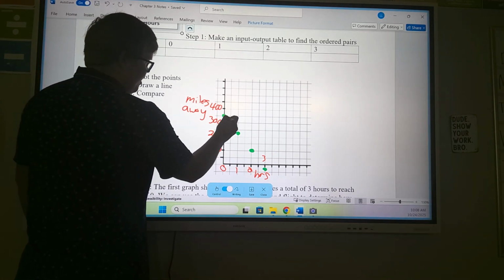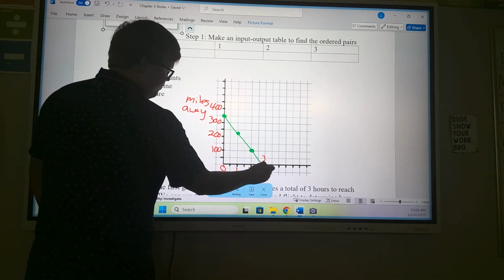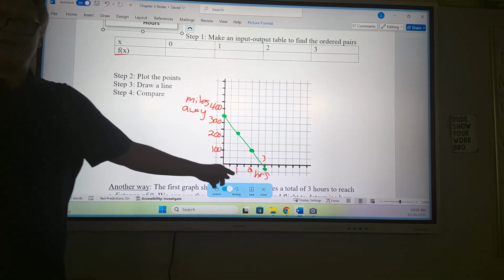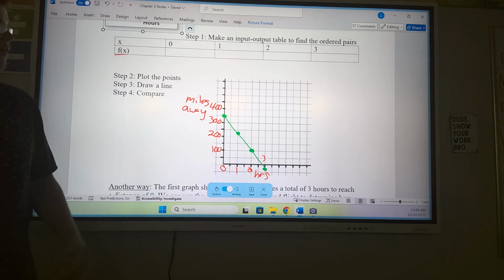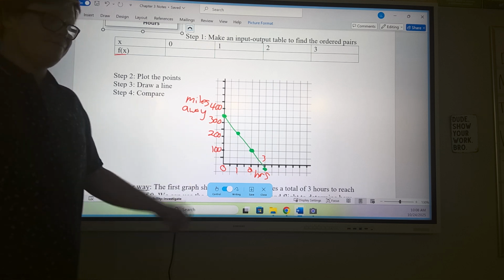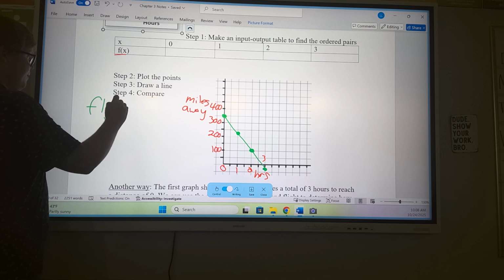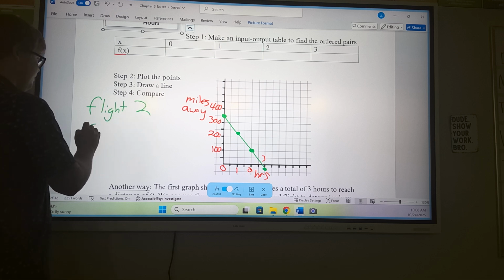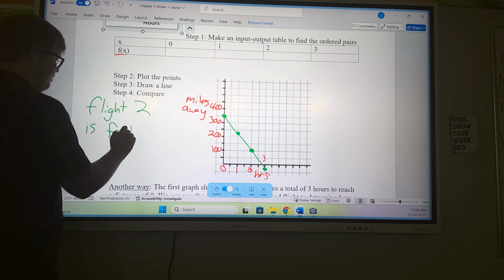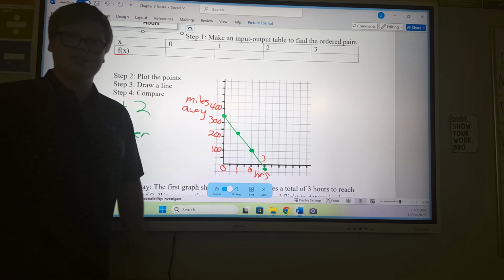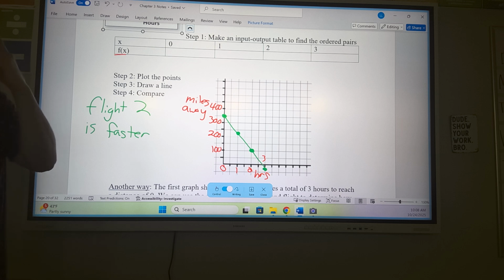When we draw our line, we notice that first of all, it crossed before 3 hours. That means it took less than 3 hours for this flight. So we know that flight 2 is faster. And the reason it's faster is because it took less than 3 hours to reach its destination.